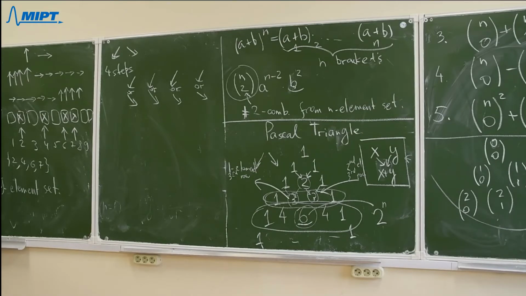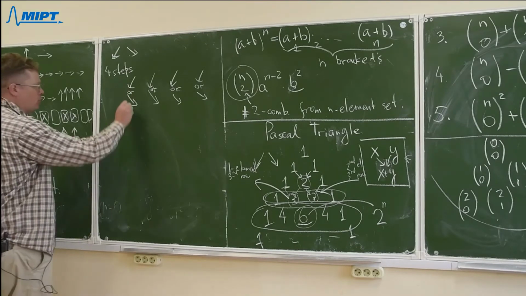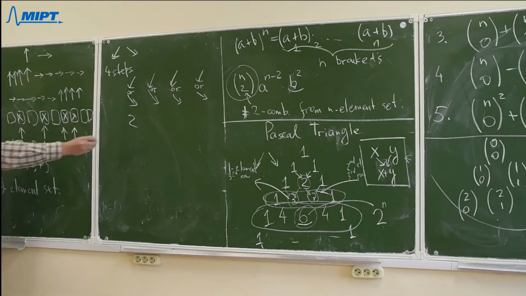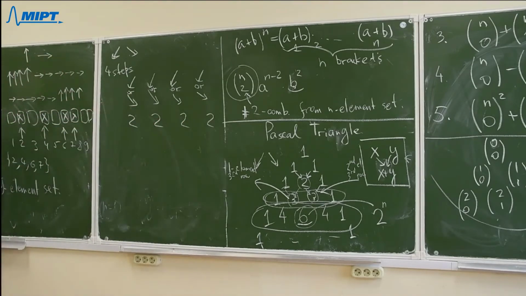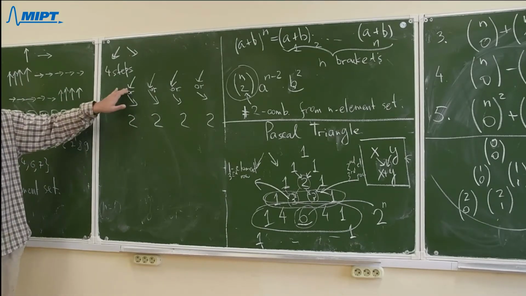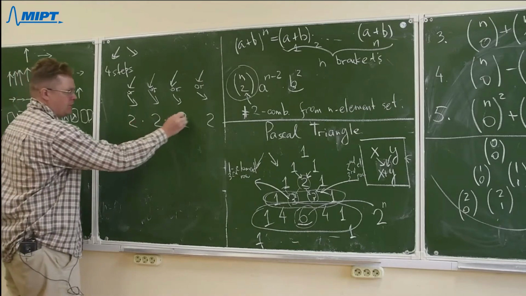Why? Yeah. So I have two possible things to do here, and these are independent choices. So I can go here to the left, and here to the right, and here to the left, and here to the left. So I can just take the product of them.